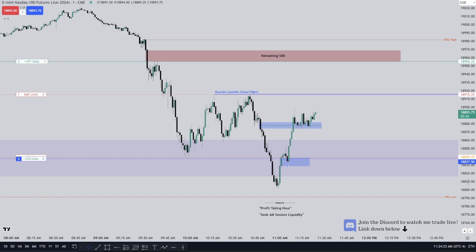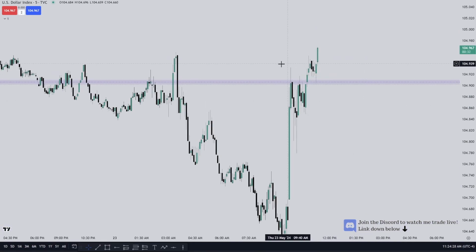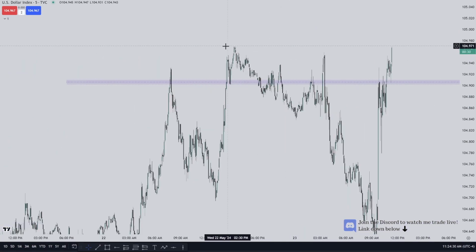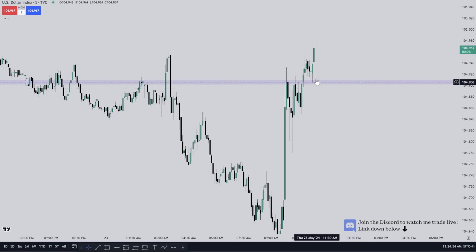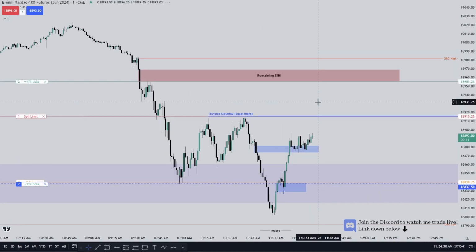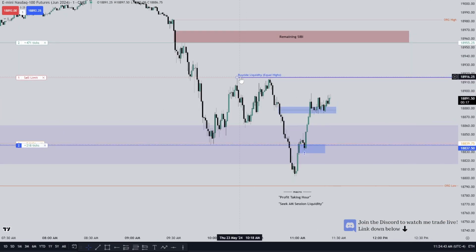So I'm glancing at the dollar index. If we look at it, dollar's looking pretty strong. We have equal highs up here that are just about to get ran out. So because dollar is looking strong with a lot of momentum, I'm going to take profits a little earlier. Still taking a partial above this high, these equal highs.